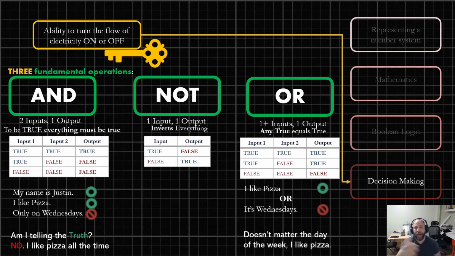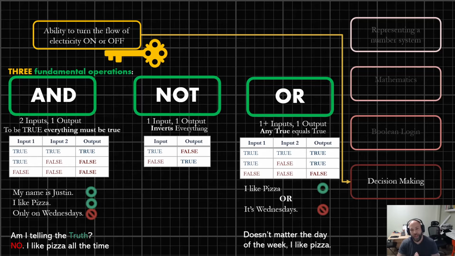So, put an example there for me. I like pizza. Very true. And it's Wednesday. Currently at this time, it is not Wednesday, but doesn't matter. The day of the week, I don't care. I like pizza, period. So the output is true.